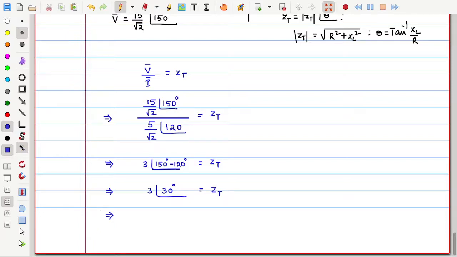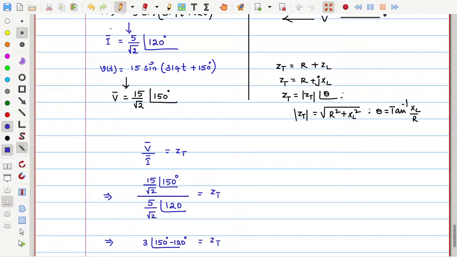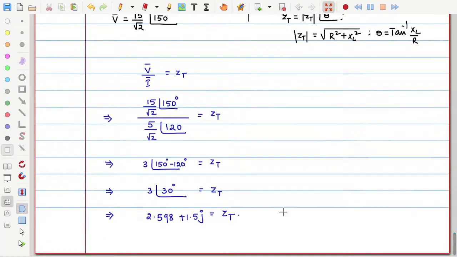is equivalent to, let me check, 3 root 3 by 2 and 3 by 2. So let me write directly 2.598 plus 1.5 j, which is equal to ZT. But ZT we have already seen, ZT is equivalent to R plus jXL in our circuit. So ZT is actually equivalent to R plus jXL.